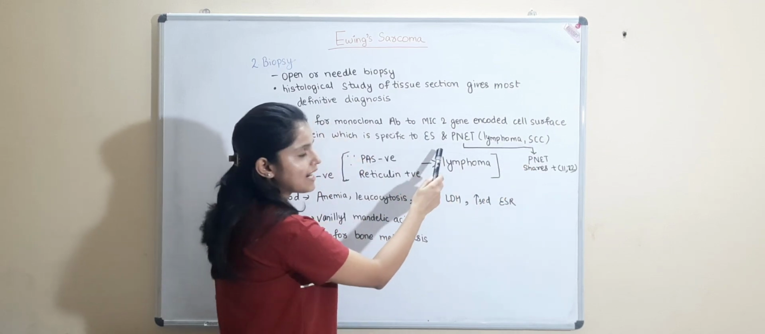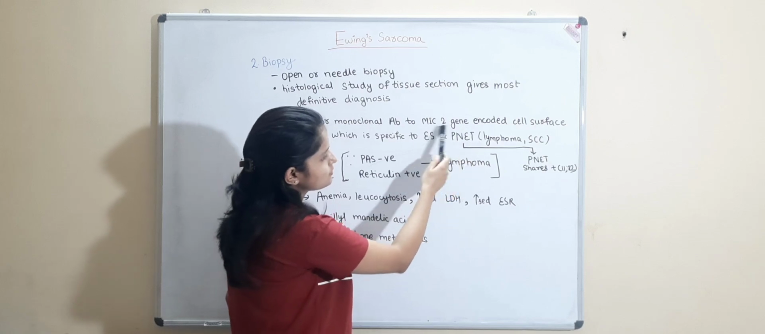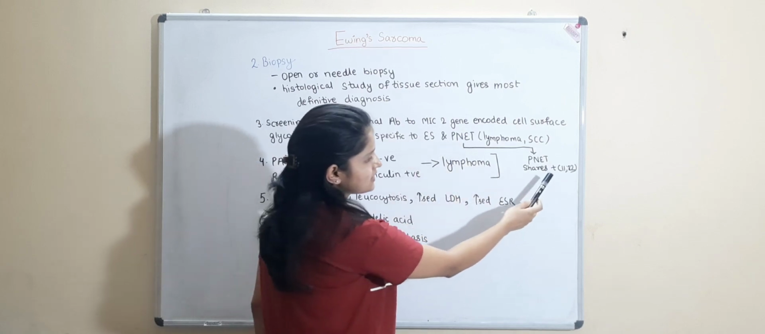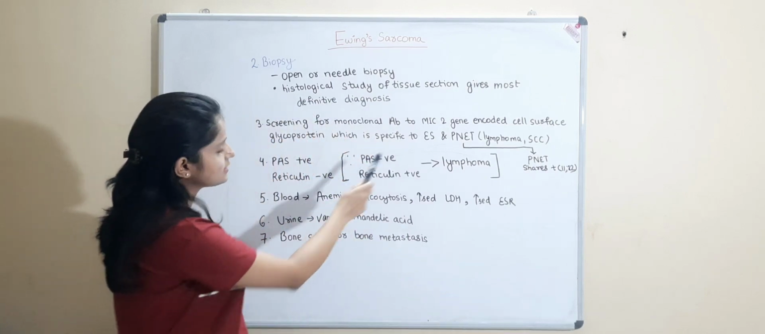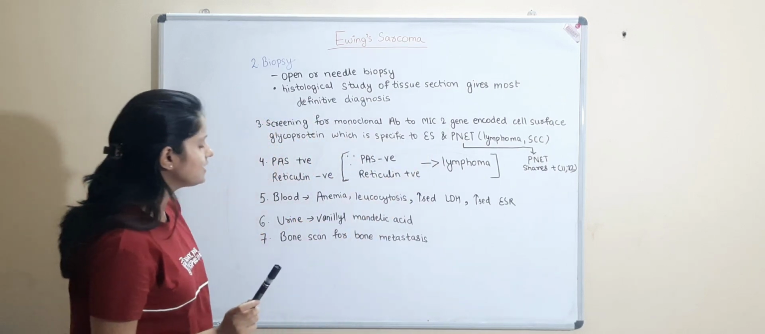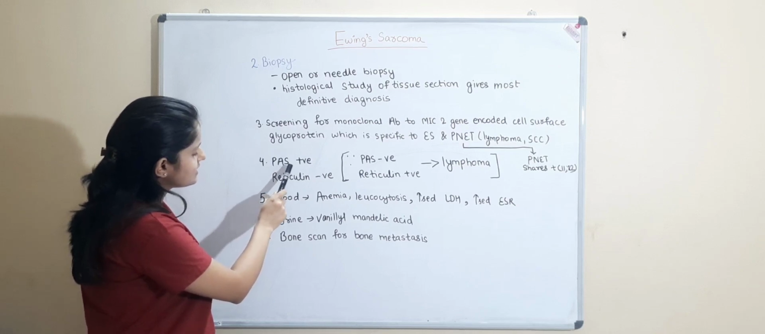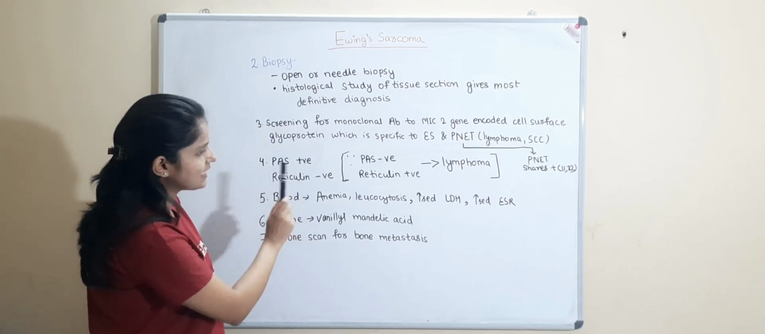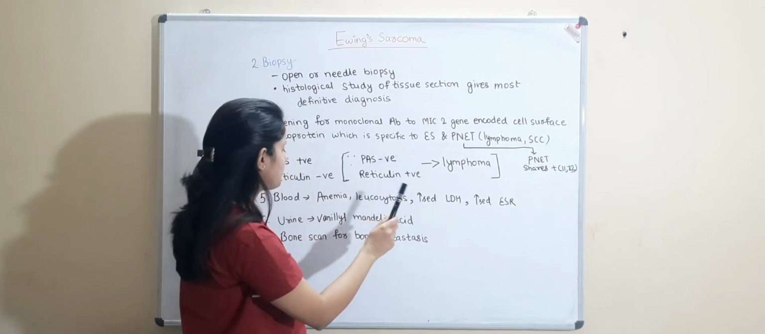Ewing sarcoma is part of the family of peripheral neuroectodermal tumors. Both have the chromosomal translocation in chromosomes 11 and 22. But Ewing sarcoma is poorly differentiated. In Ewing sarcoma, periodic acid-Schiff is positive and reticulin is negative, but in lymphoma, periodic acid-Schiff is negative and reticulin is positive.